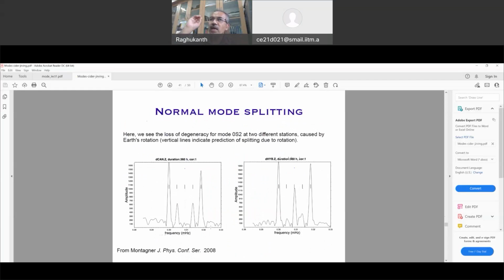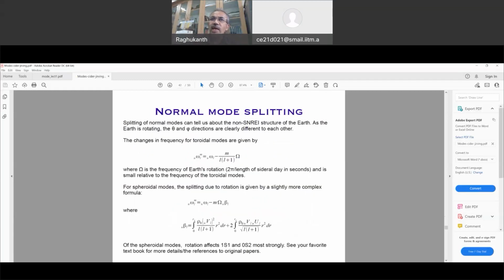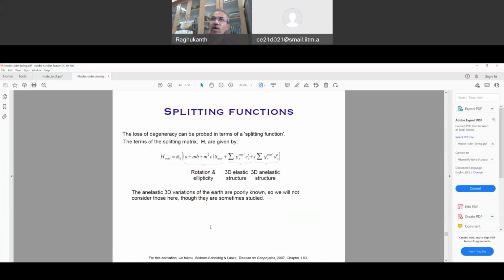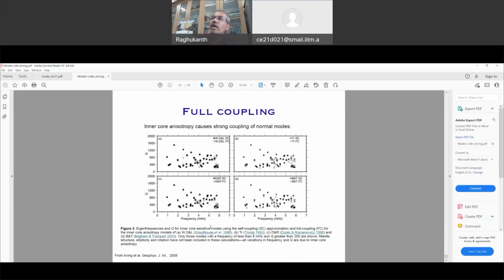Fluid sphere is fine, solid sphere is fine, but now people have started on layered models. Of course, you can do it analytically, but you may have to do some numerical calculations and others. People have done all these things, and of course normal mode splitting and so many things have been found out.